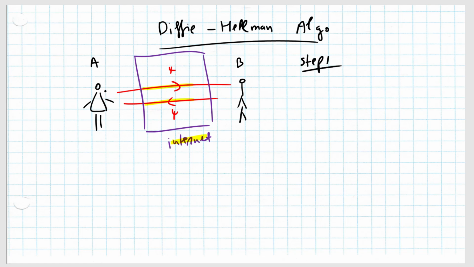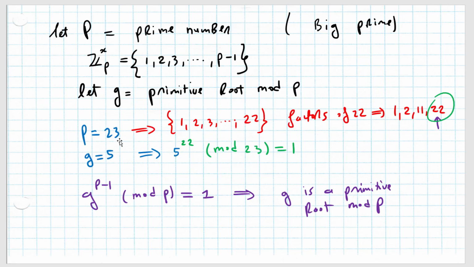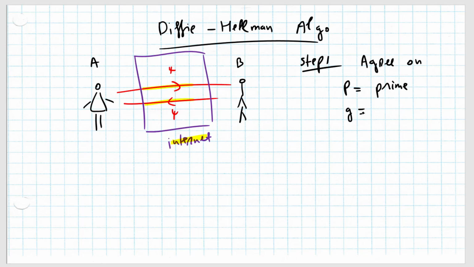Step 1. You two, or the two persons that are trying to exchange the message, have to agree on two numbers. So you agree on a number P, which is a prime number, and like I said, it has to be a very big number. So like 23 is way too small. You also have to agree on G. G has to be a primitive root of P.